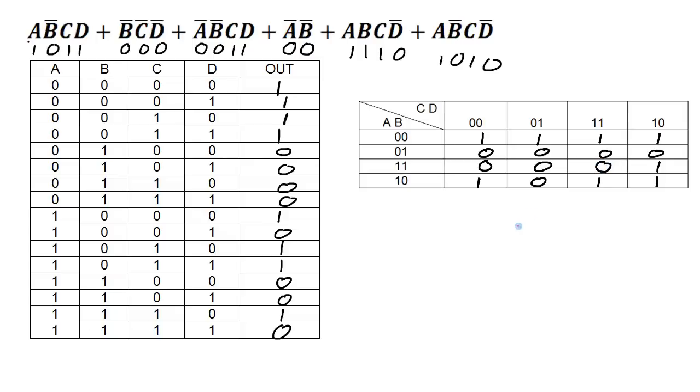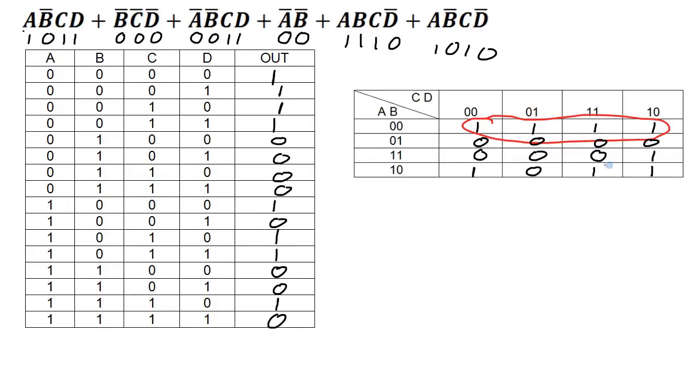Next, I want to group the minterms. I want to group them in as big a group as possible, and I want to make sure I get all of the minterms. So here's a group of four. I also want to make sure that the size of each group is a power of 2. There's a group of 4. It's the biggest power of 2 group that I can create.